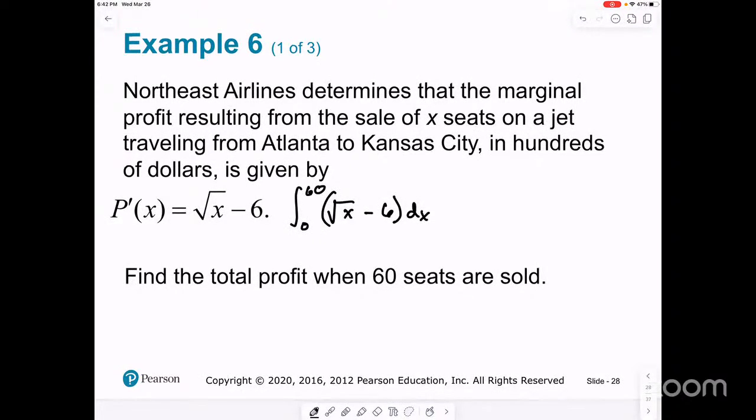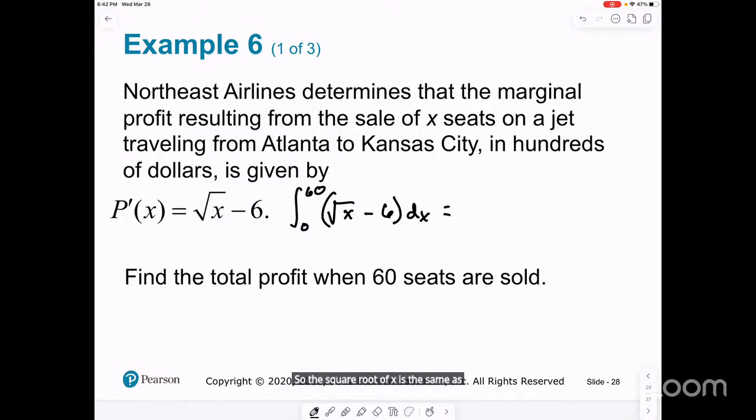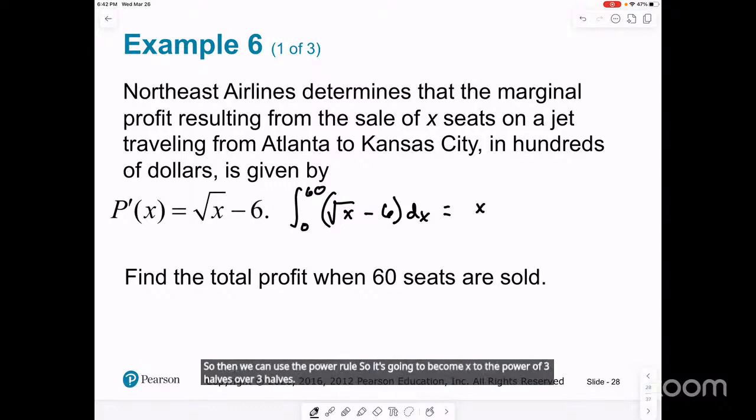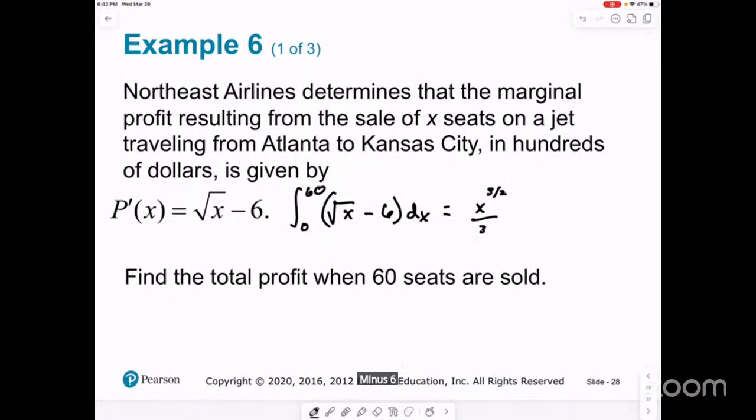So the square root of x is the same as what? x to the power of a half. So then we can use the power rule. So it's going to become x to the power of 3 halves over 3 halves minus 6x. Okay, we want to evaluate this as x goes from 0 to 60. When you plug in 0, all of that's gone. So then I'll just keep working over here.